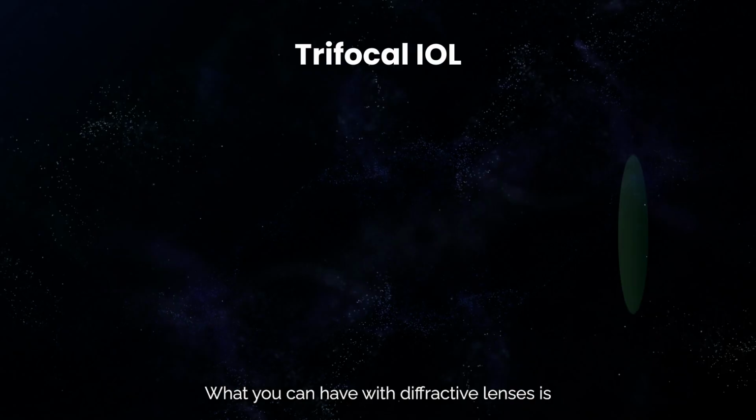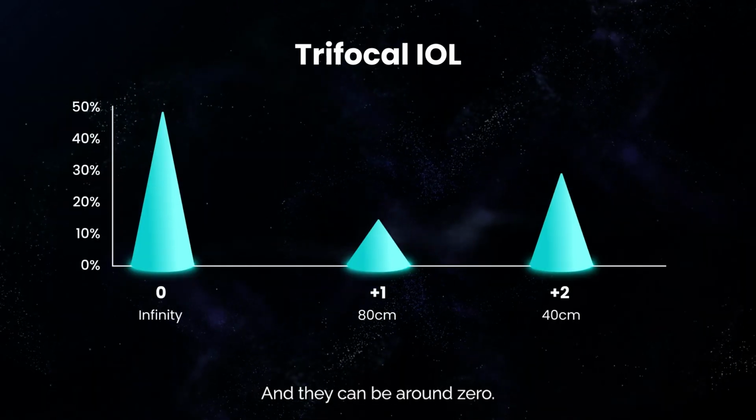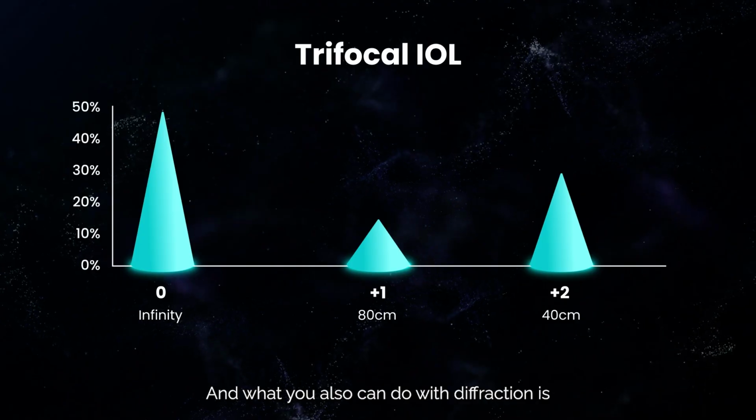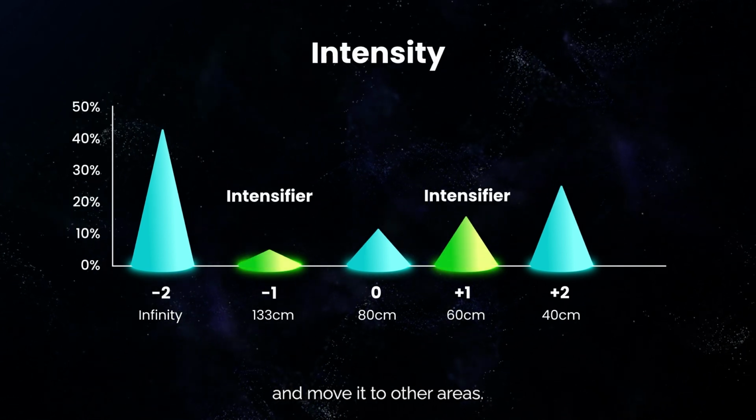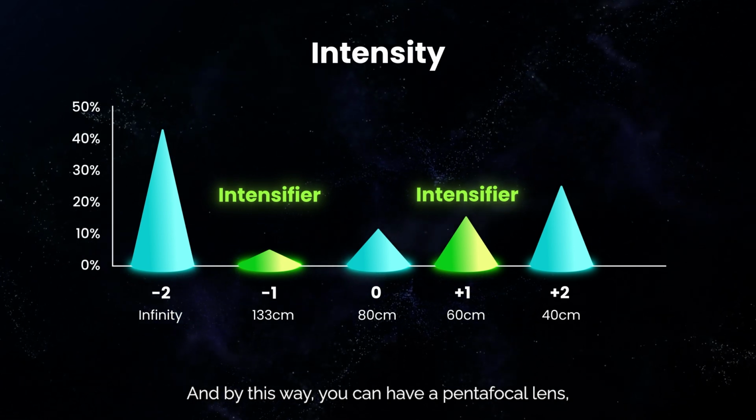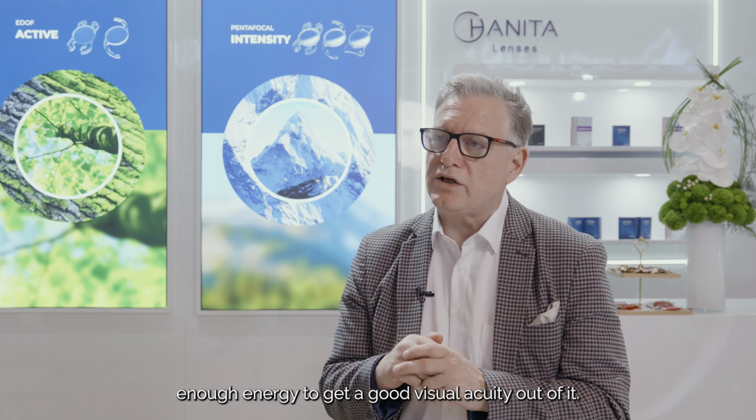What you can have with diffractive lenses is foci on different orders. And they can be around zero, so you can have minus and plus first and second order and so on. And what you also can do with diffraction is to use light from two foci and move it to other areas. We call that intensifier. And in this way, you can have a pentafocal lens, which essentially has a trifocal performance. We get a continuous vision. So it's not only the three foci, also in between these foci, you have enough energy to get a good visual acuity out of it.